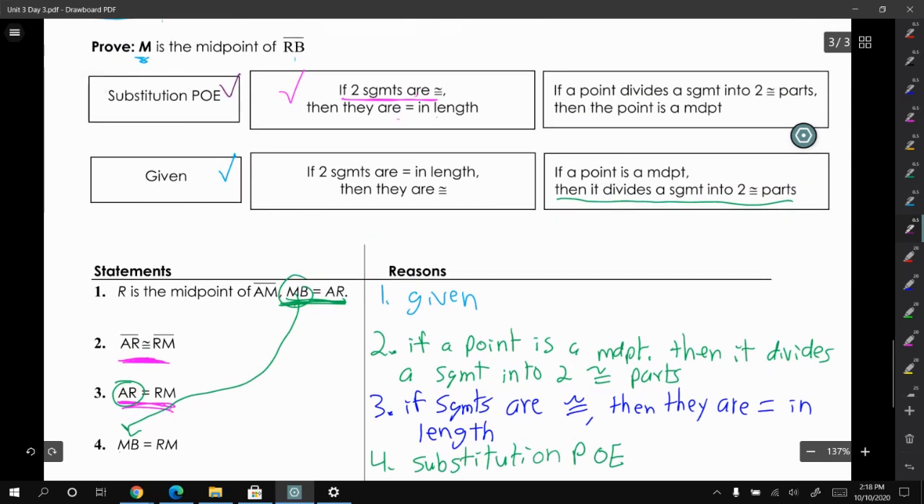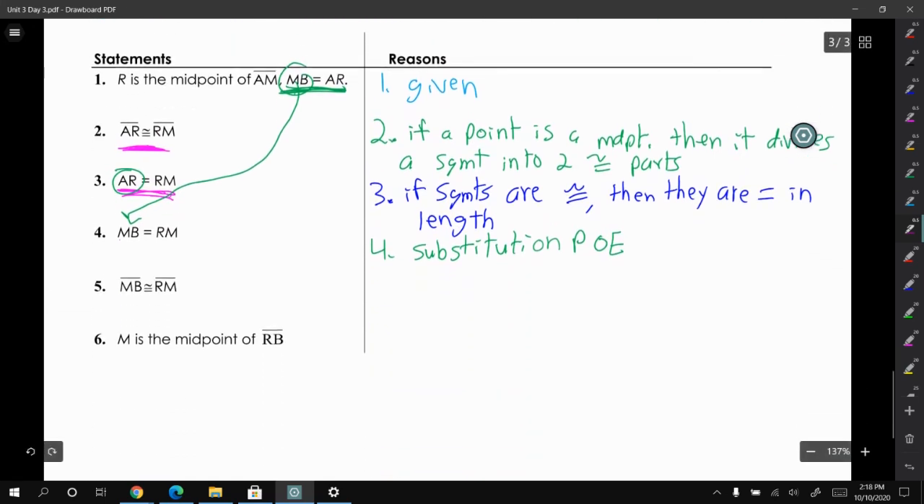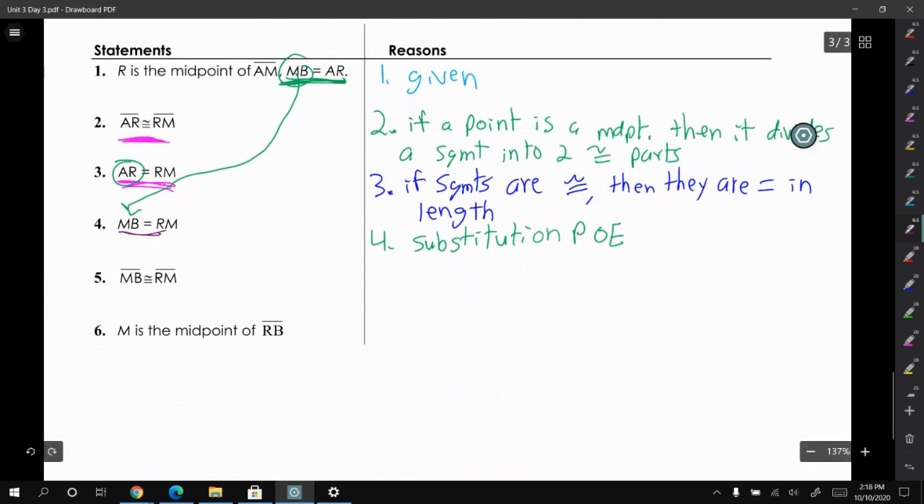Okay, we use substitution. So now we're going to use this statement here: if two segments are equal in length, then they are congruent. Because in statement 4, we said those two segments are equal. And now we're going to say that they are congruent. So if segments are equal, then they are congruent.